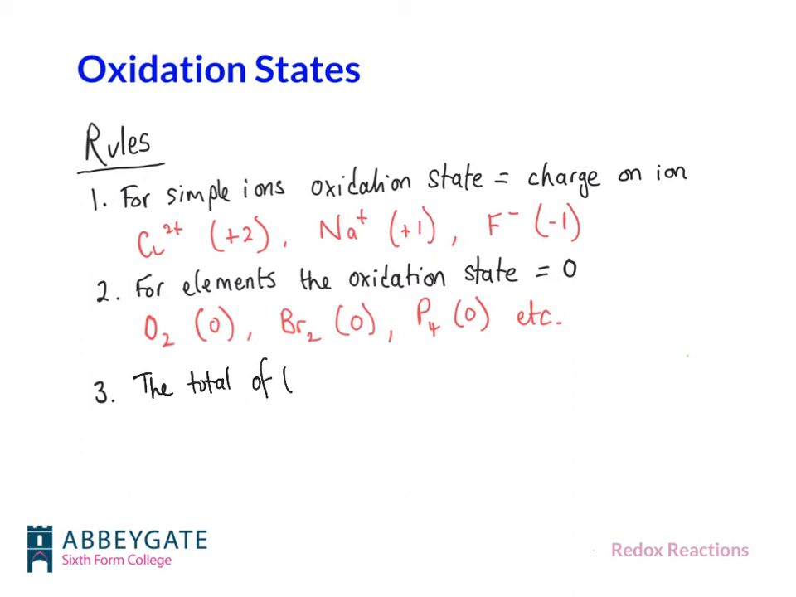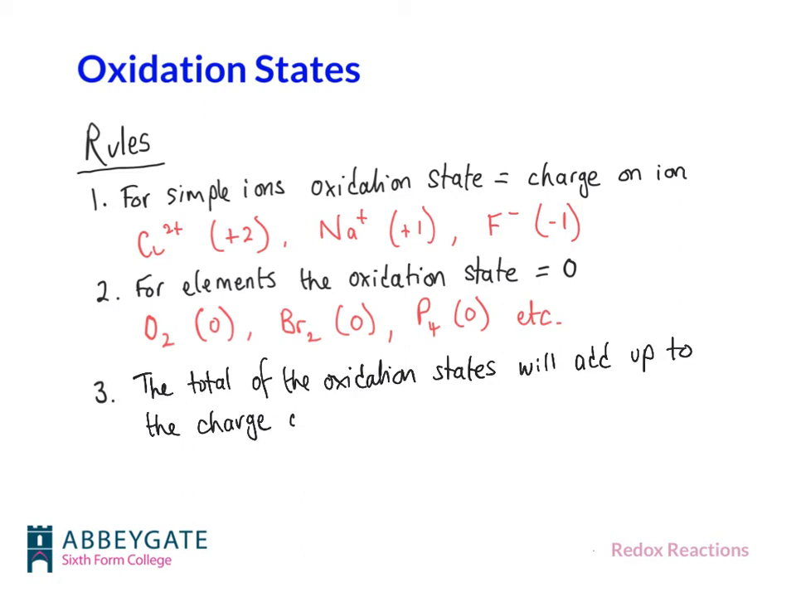So the total of all the oxidation states in a compound or in an ion is going to add up to the charge on the ion. If you've got a neutral compound, the total of all the oxidation states adds up to 0. But if you've got a polyatomic ion, something like sulfate, SO4 2-, then the oxidation states of the sulfur and the 4 oxygens are all going to add up to the 2-.